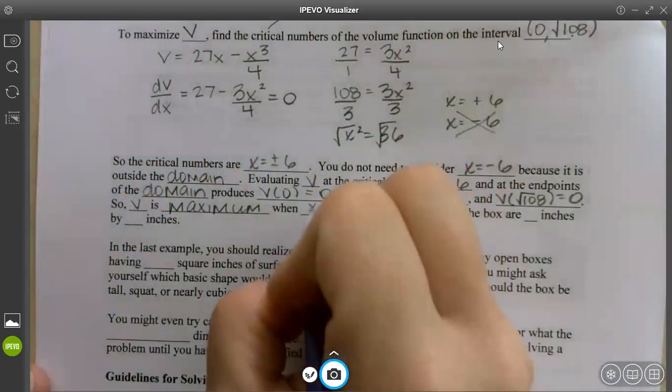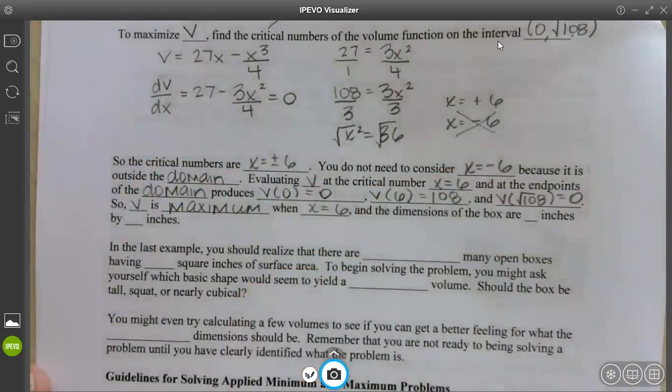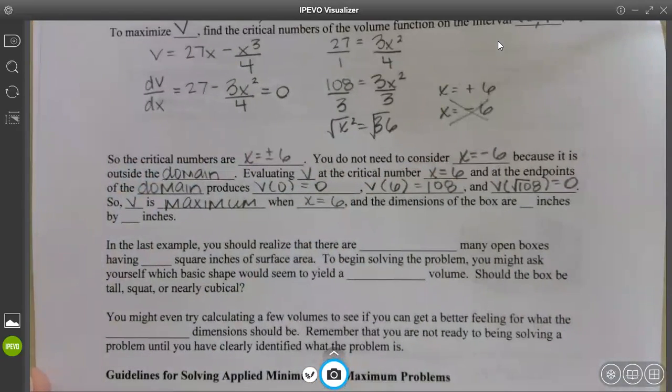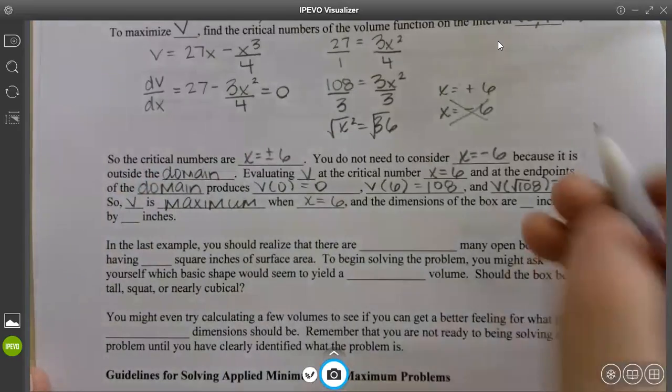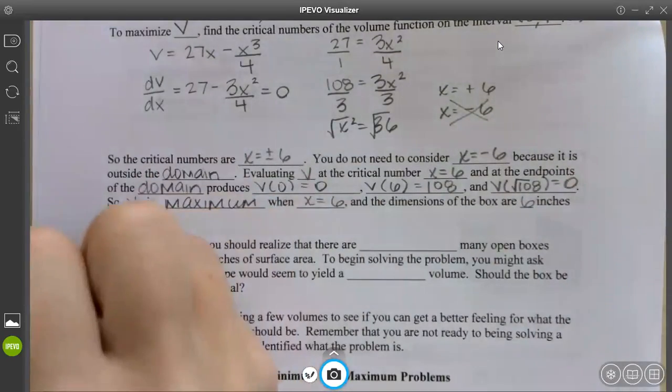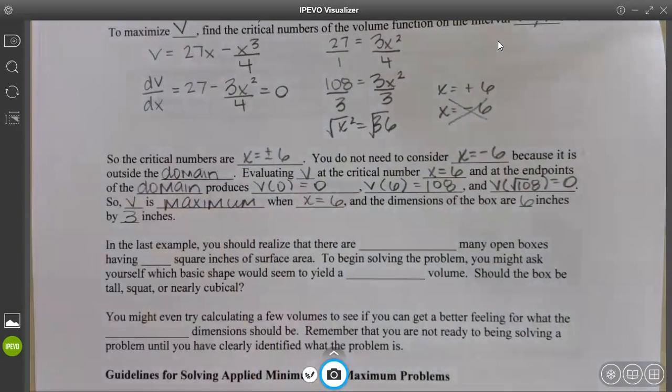when x equals 6. And the dimensions of the box are 6 by 6 by 3. I'll show you where I got the 3 in just a second. Is everybody good?